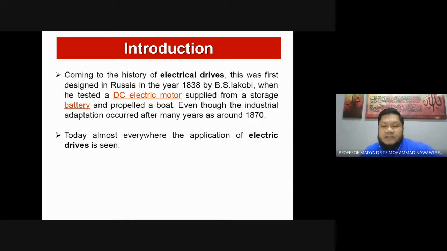Coming to the history of electrical drive, this was first designed in Russia by Jacobi in 1838 when he tested a DC electric machine supplied from a storage battery and propelled a boat. So this motor actually moved a boat. Even though the industrial adaptation occurred after many years, it's around 87 years today, almost everywhere the application of electric drive is seen.